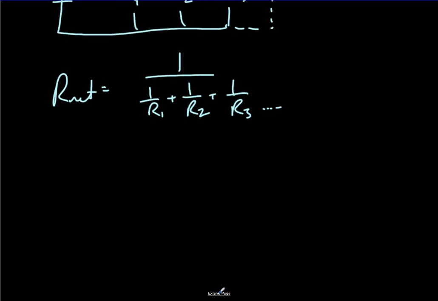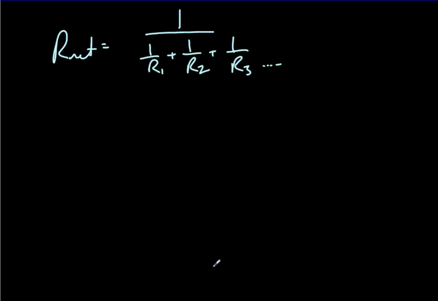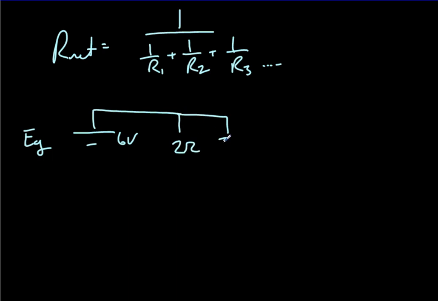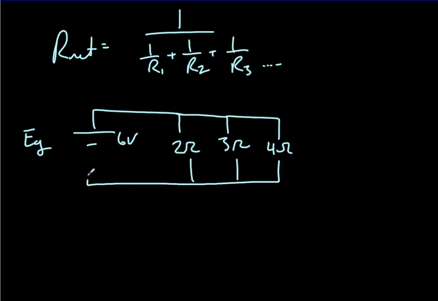So let's do an example. 6 volts. Let's go with 2 ohm, a 3 ohm, and a 4 ohm. Okay, and let's put an ammeter there, ammeter there, ammeter there, and an ammeter there. And let's talk about a voltmeter.